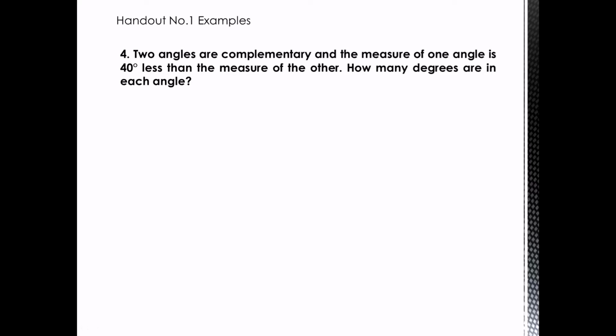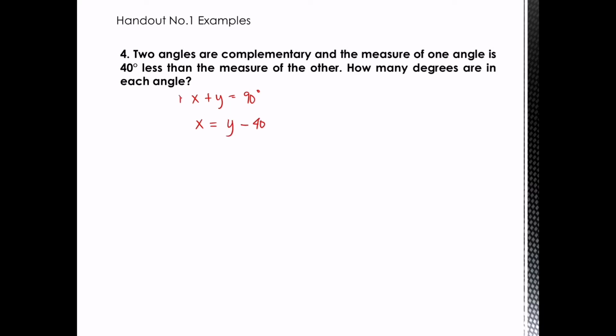Okay, so last problem. Two angles are complementary and the measure of one angle is 40 less than the measure of the other. How many degrees are in each angle? So if the two angles are complementary, class, we have x and y. X plus y is equal to 90 degrees. And the one angle is 40 less than the measure of the other.